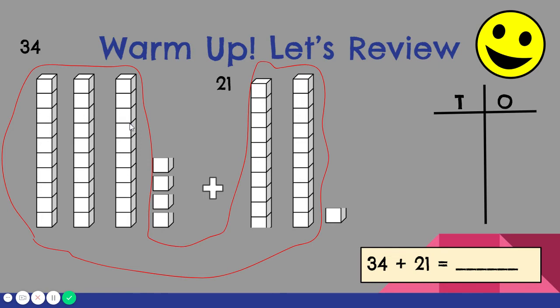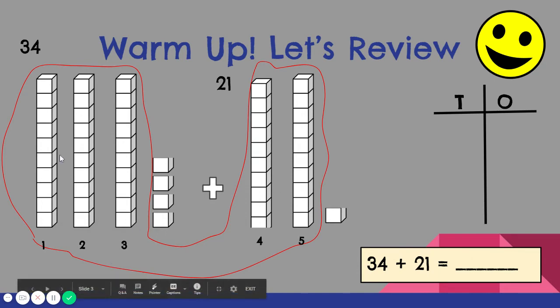10, 20, 30, 40, 50, which is also, now we're going to count by ones. 1, 2, 3, 4, 5 groups of 10. So there are 50 ones, which is also 5 tens. So in our tens and ones chart, we put a 5 because there are 5 tens, which is also the same as 50 ones. Now, all we need to do is add our ones.